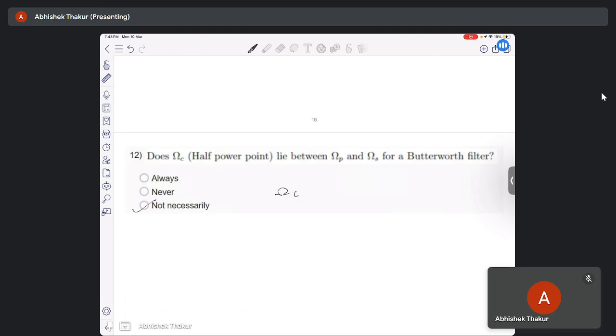So omega c is the half power point. What does half power point mean? If the tolerance is greater than half power, then omega c would lie in the passband.